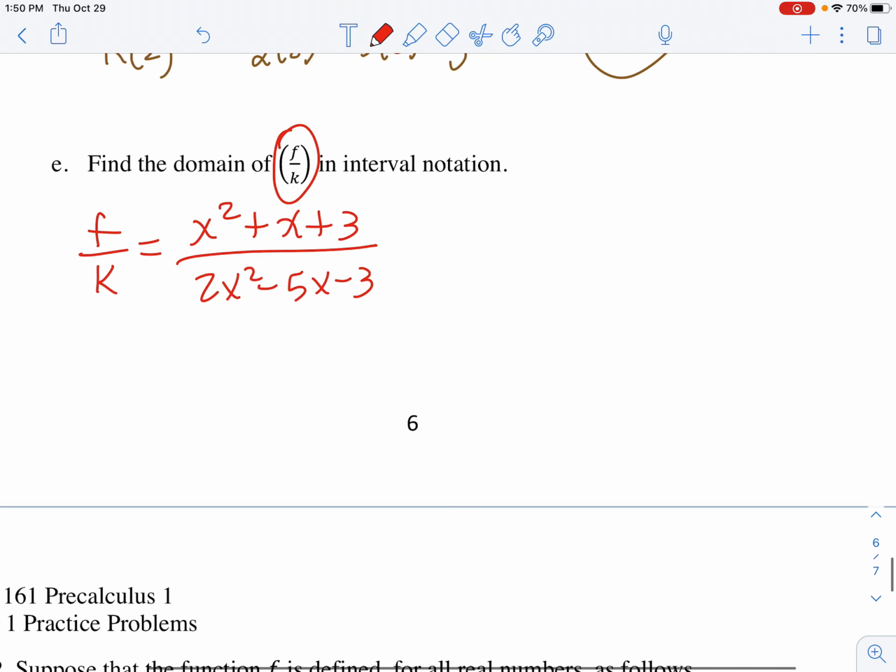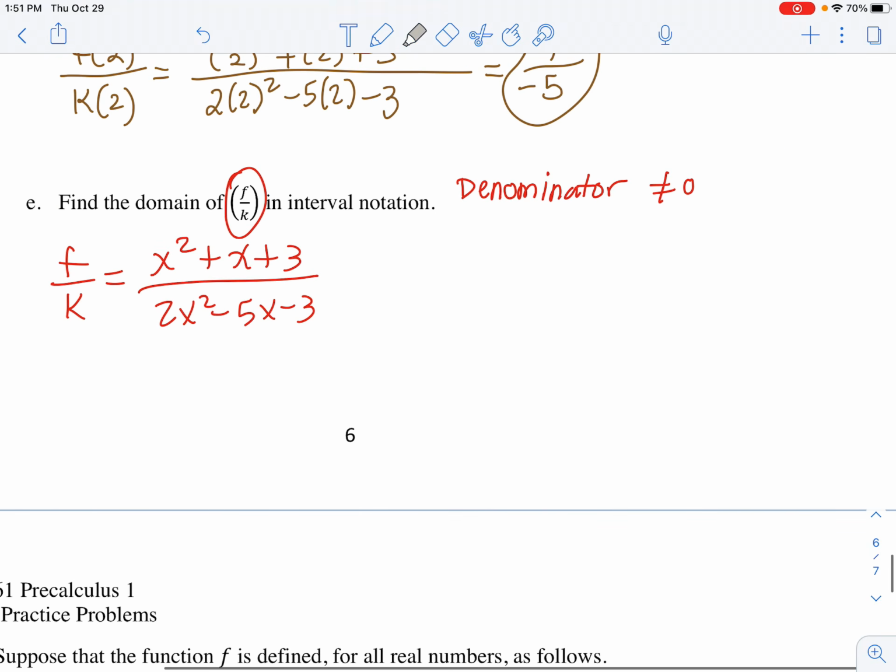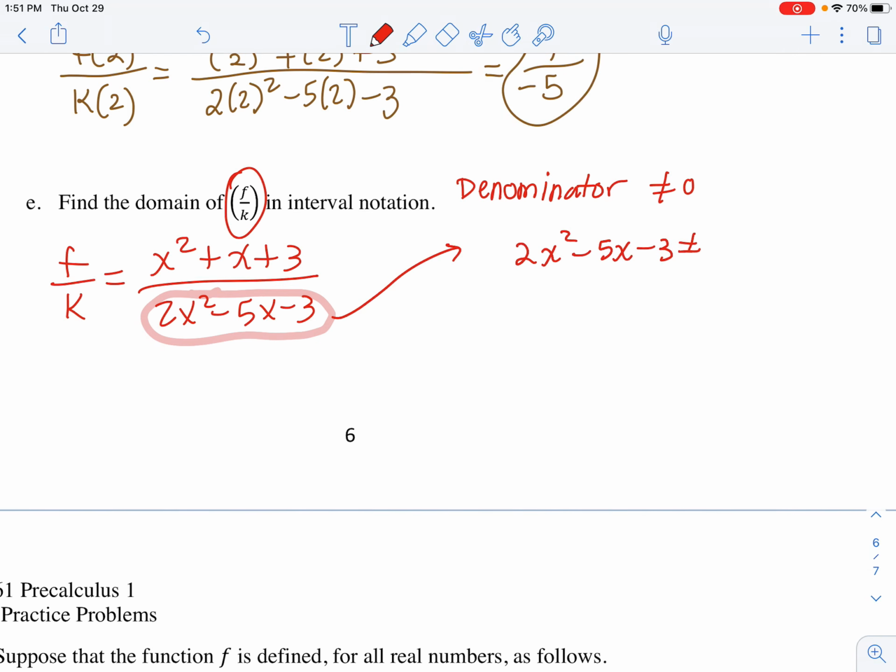Now remember, something in mathematics, you are not allowed to have 0 in the denominator, right? So the denominator cannot be equal to 0. Whatever makes the denominator 0, that is going to be the excluded value. That is the value that we will not allow to have. What's the denominator here? Denominator is this 2x squared minus 5x minus 3. So I'm going to go ahead and say this cannot be equal to 0.